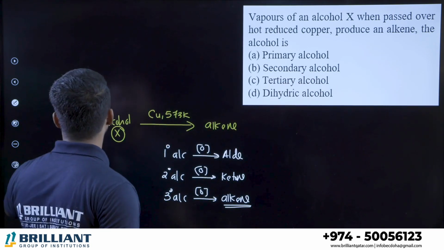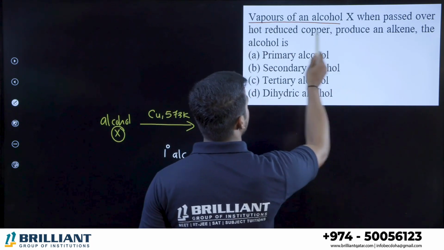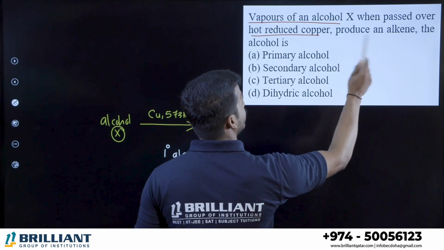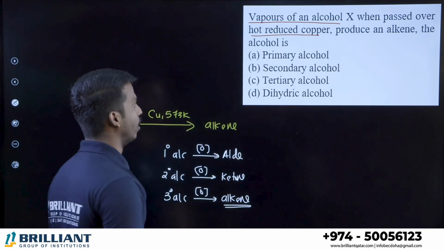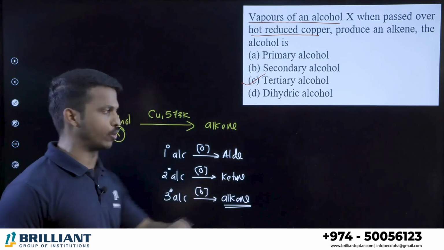So what is the answer here? When the vapors of an alcohol X are passed through copper, which produces an alkene, then which is the alcohol? Your alcohol should be a tertiary alcohol. I will show you one of the reactions in the next question.